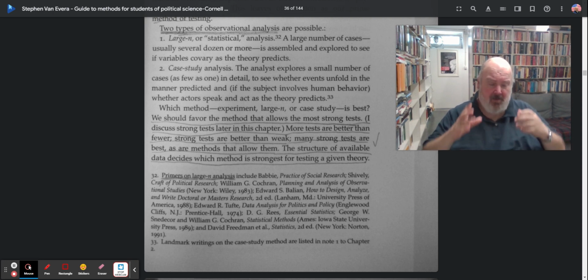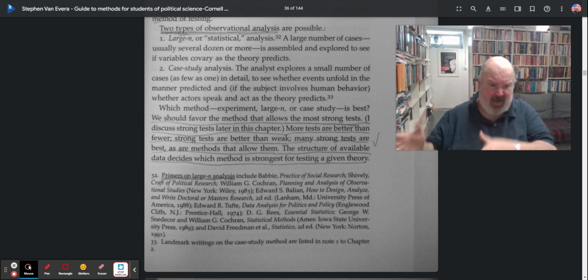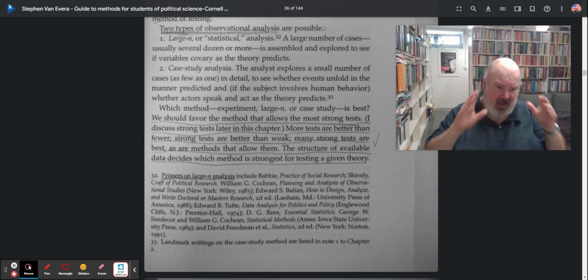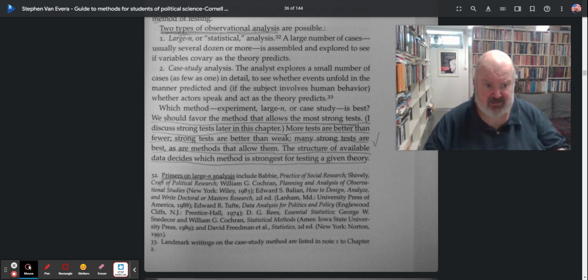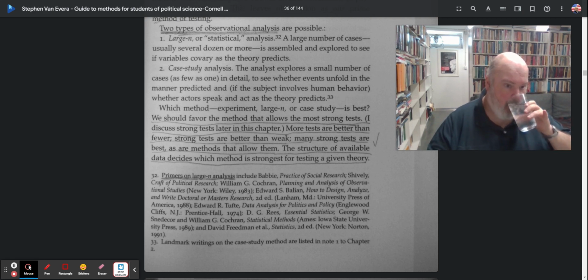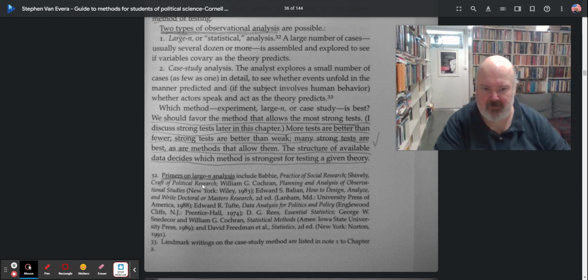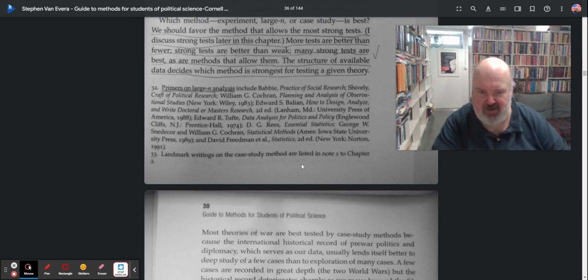No, methods should never determine the kind of data. The type of data you have should determine the methods, and that's the problem here. The structure of the variable data decides which method is strongest for a given theory.